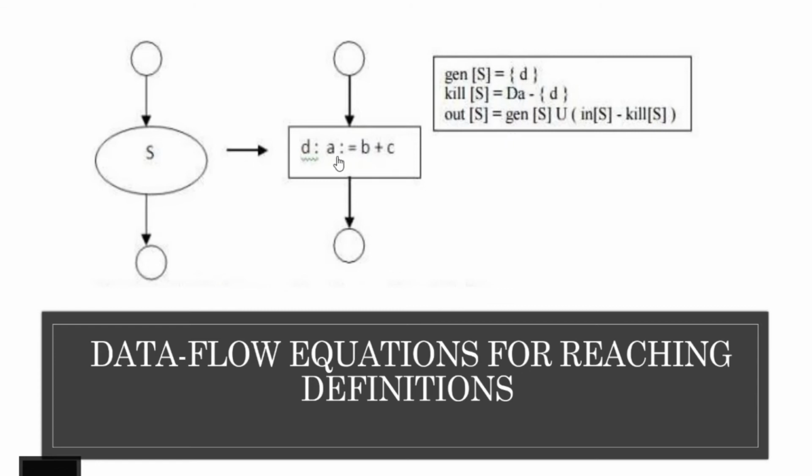Why is D killing A? Because the definition of A is overridden by what? It is overridden by D. That's why D kills all of the definitions of A here. Okay, so this is an example data flow equation.